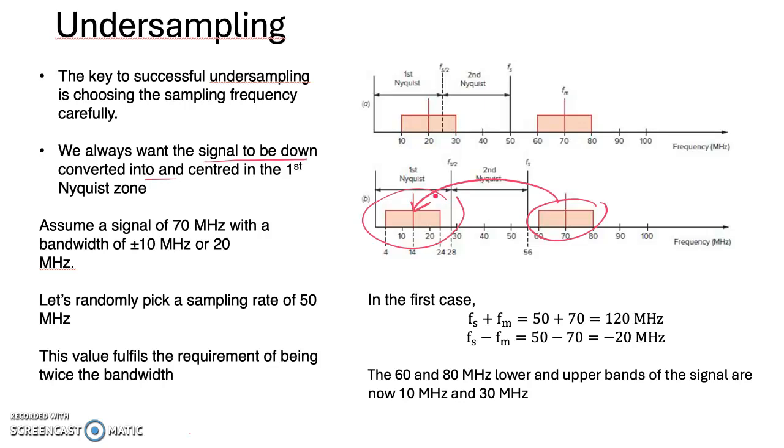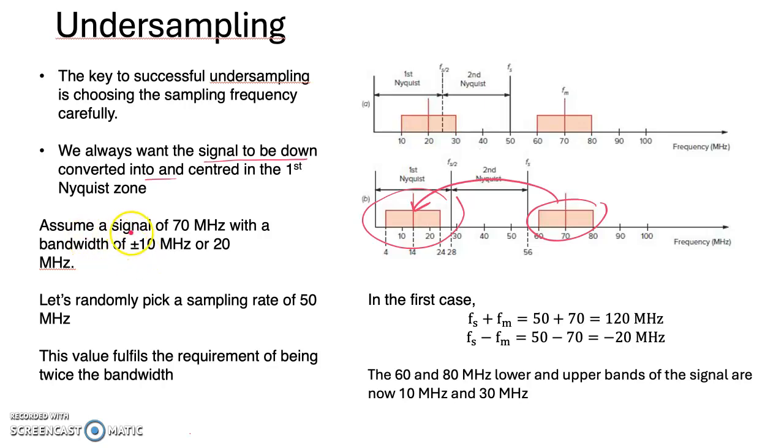We want it to be in the first Nyquist zone and also centered in the first Nyquist zone. So how is the first Nyquist zone determined? It is decided by the sampling rate, half of the sampling rate. Again, the first Nyquist zone is simply half of the sampling rate. If we choose the sampling rate carefully, we can decide what the first Nyquist zone is.